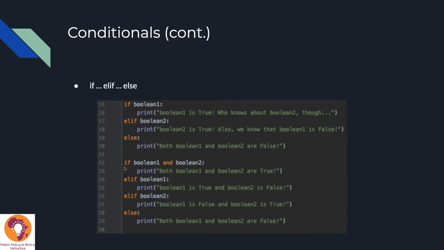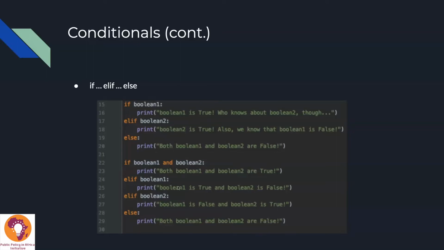But if we wanted to check both Boolean 1 and Boolean 2, then we could add another if at the top. And we have if Boolean 1 and Boolean 2, then we would print out that both Boolean 1 and Boolean 2 are true because of the logical and operator that we discussed last week being used here. Else, one of them must be false. So that then we go to the elif block here and we check just Boolean 1.